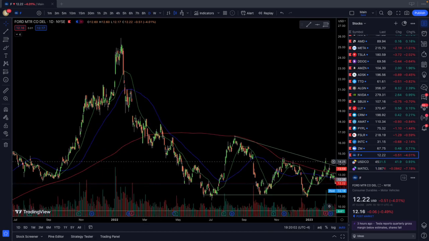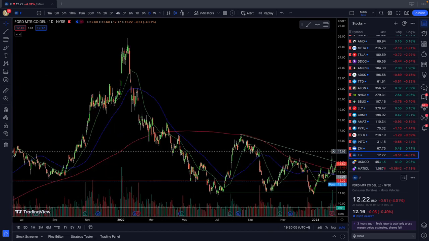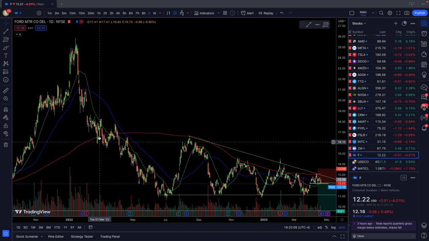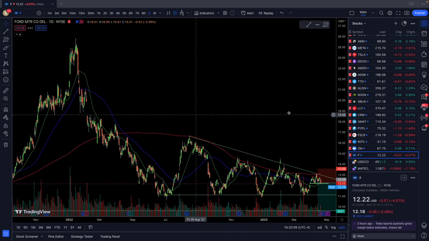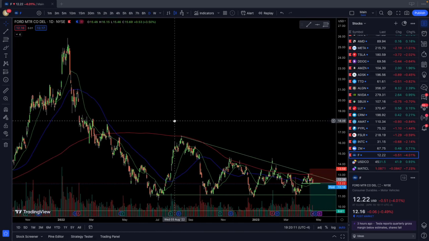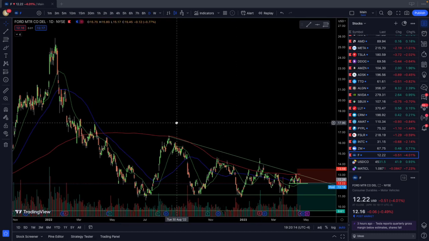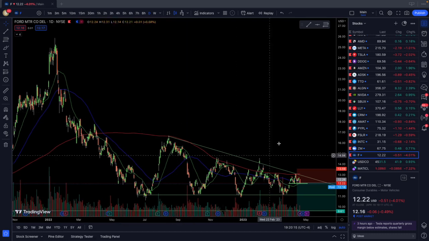You know, Ford is trying to compete with their F-150, the electric F-150, and Tesla and other companies are taking a large market share of the electric vehicle market. So we'll have to see what the future holds for Ford.